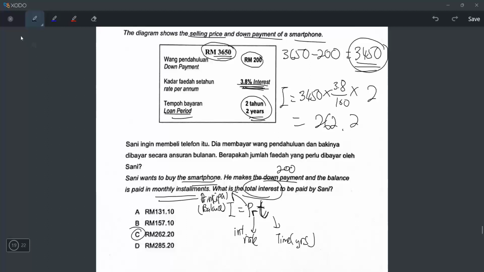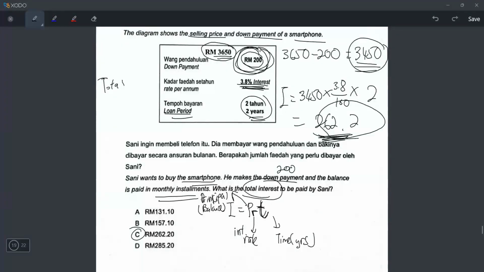Okay, but I do want to say something. Sometimes they will not ask for the interest. Sometimes they will ask what is the total payment, like the total payment made by Sunny. If they ask for the total payment, then you have to take this plus the 200. Because the total payment that Sunny has to pay is not just this. This is the interest. But the total payment he needs to pay is the down payment also included, right?